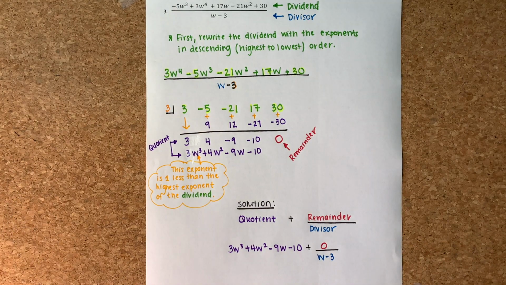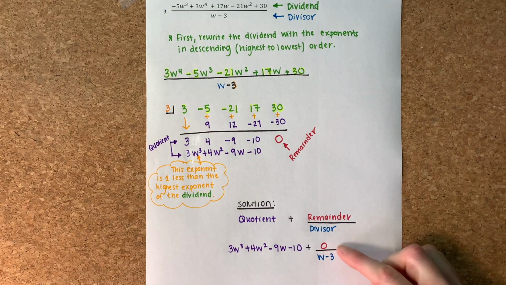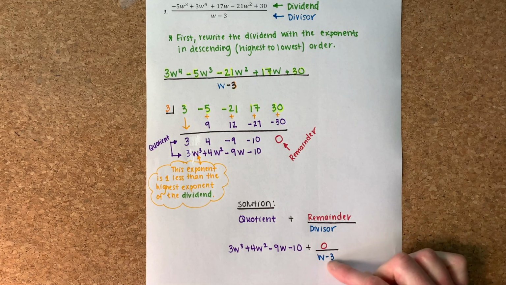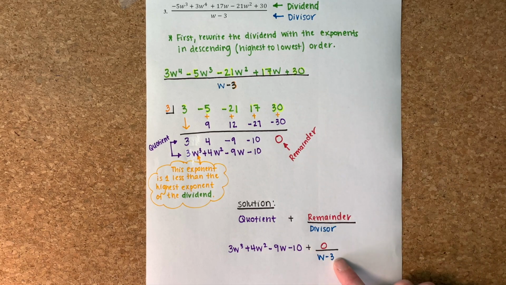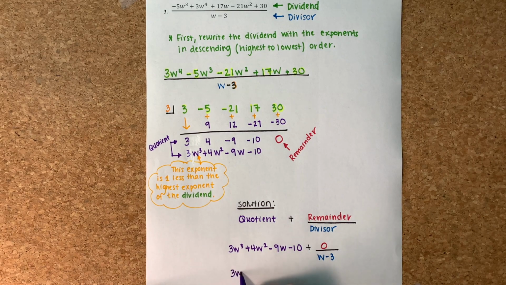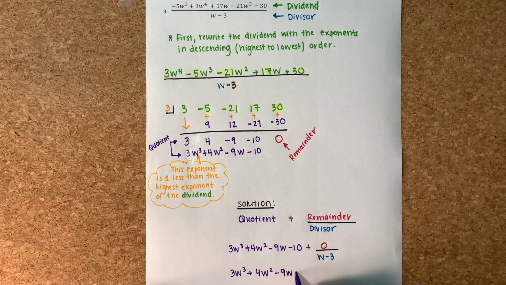Now for your final answer, 0 divided by anything is just 0. So this quantity here is just 0. So when your remainder is 0, you don't have to write this second piece here. For our final answer, we can just write 3w cubed plus 4w squared minus 9w minus 10.